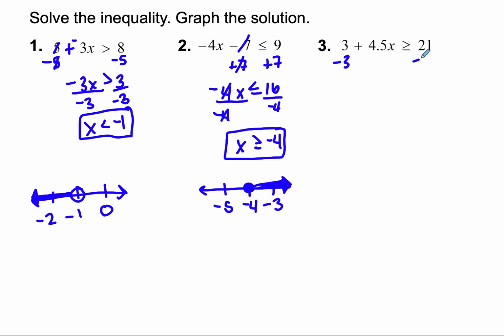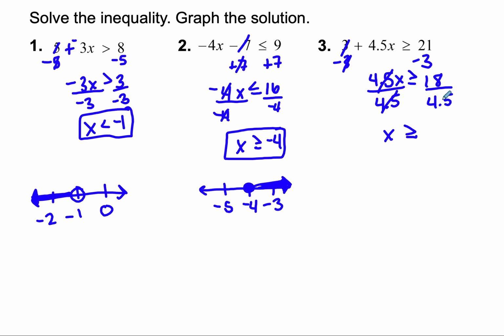All right, number 3, 3 plus 4.5x is greater than or equal to 21. We're going to start by subtracting 3. We get 4.5x is greater than or equal to, and then 21 minus 3, that's going to give us 18. So now we're going to divide both sides by 4.5. It's a positive number, so that means our inequality sign is going to stay the same. 4.5 divided by 4.5 is 1. So I have x is greater than or equal to.